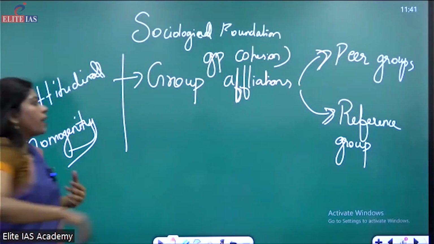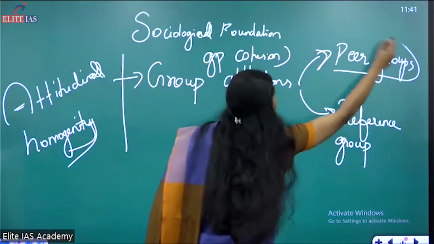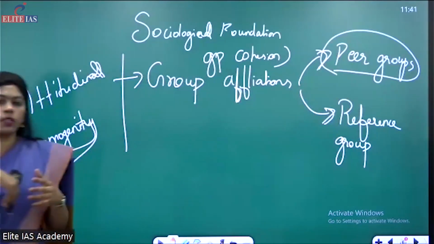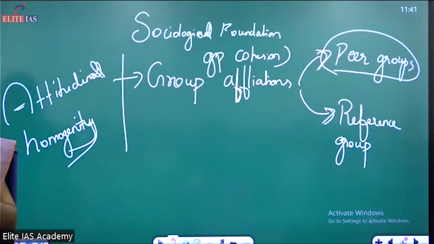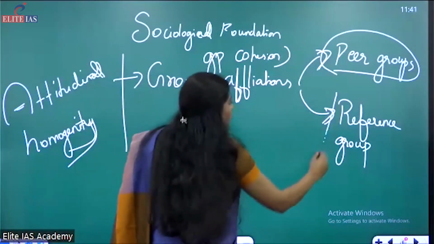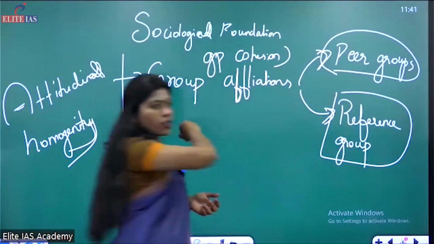It may be a peer group. Peer group means it is related very closely, associated very closely. Our blood related group, family members, or our friends. All these are called peer groups. Then reference group means a group which we want to be a member of. That is called reference group.